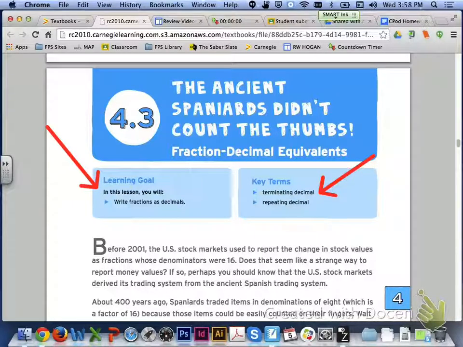Hi students, in lesson 4.3 we are going to be talking about fraction decimal equivalents. Learning targets for today, we are going to be writing fractions as decimals. I want you to take a look at the key terms. Terminating and repeating decimals are also going to be something we are focusing on in 4.3, so keep that in mind when we get to that point in the lesson.